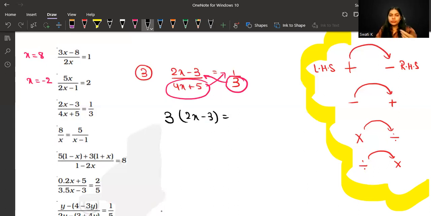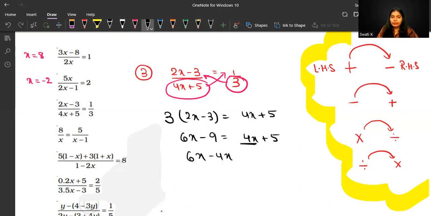So even if you don't write 1, it's okay, because you know that 1 multiplied by any number or any expression is going to be that number or that expression only. So it is simply 4x plus 5. Now here, if you use the distributive property, 3 times 2x is 6x, minus 3 times 3 is 9, equals 4x plus 5. Now here simply you can do one thing, 6x as it is, plus 4x, if you shift to the other side, it will become minus 4x. And this 5 as it is, and minus 9 will become plus 9. So 5 plus 9. And 6x minus 4x is 2x, and 5 plus 9 is of course 14.